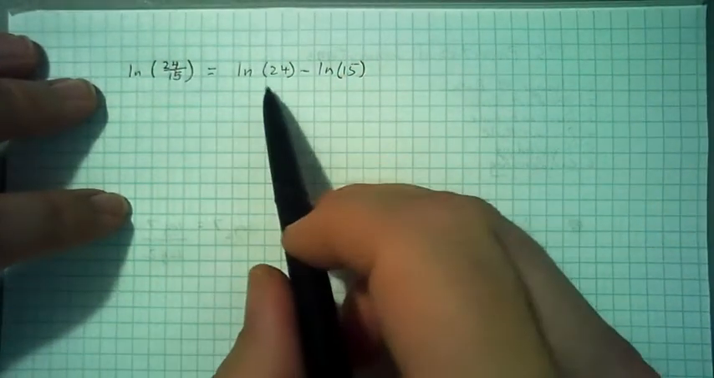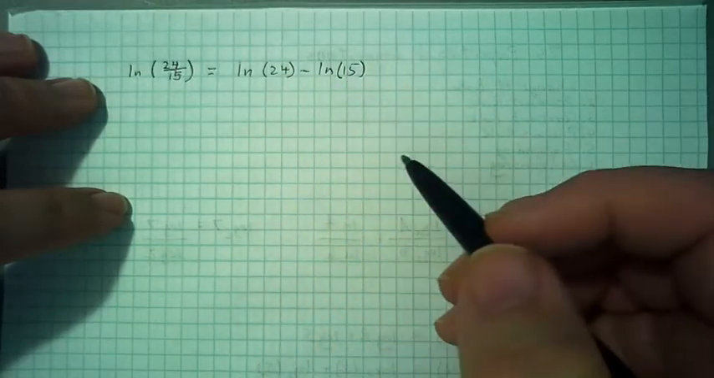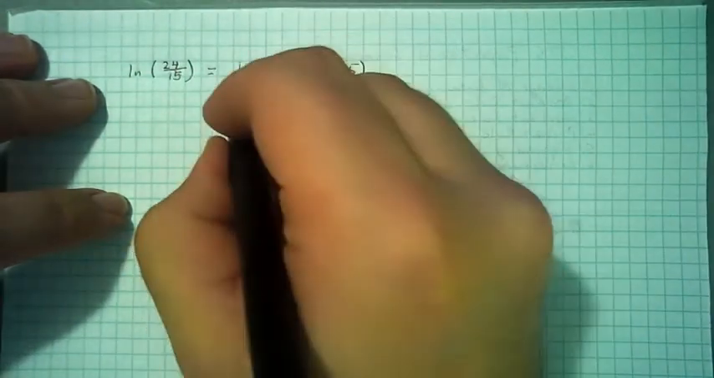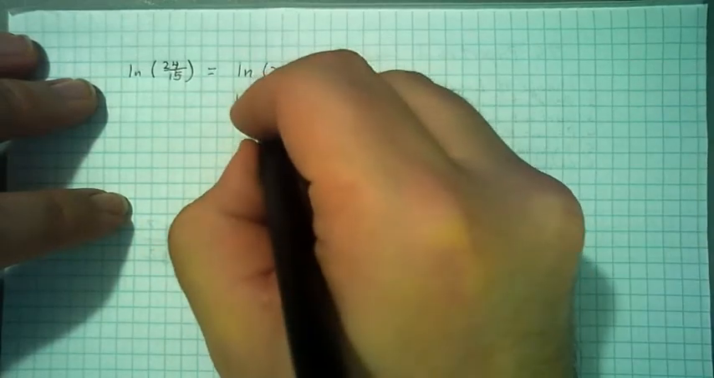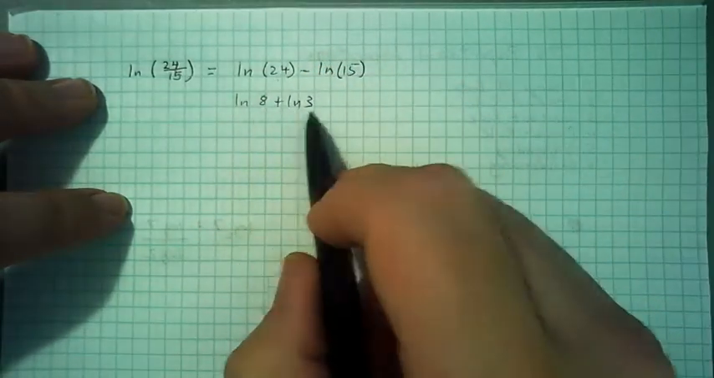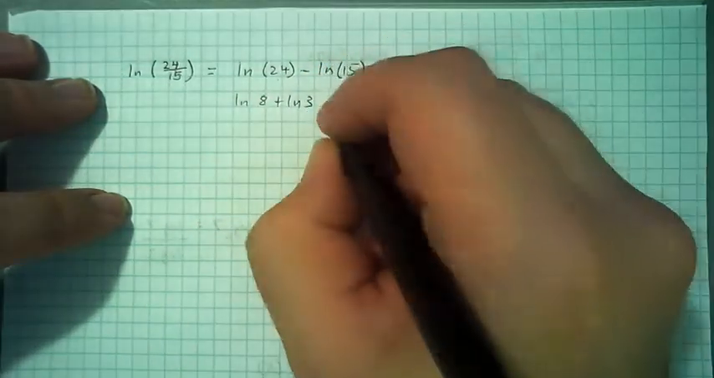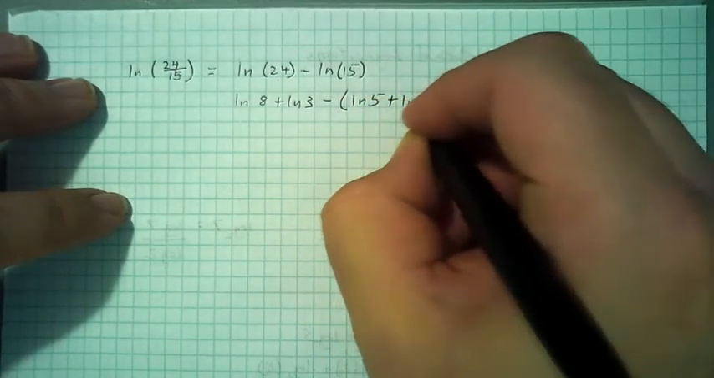When you're expanding, you want to expand as far as you can. So the idea here is to get these and break them down into their basic components. So 24 is 8 times 3. So we can split the 24 up into 8 times 3. We can split the ln of 15 up into the ln of 5 and the ln of 3.